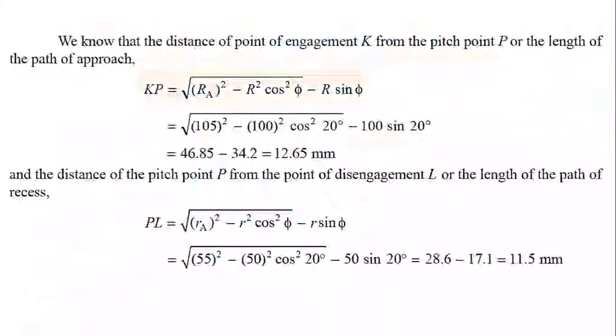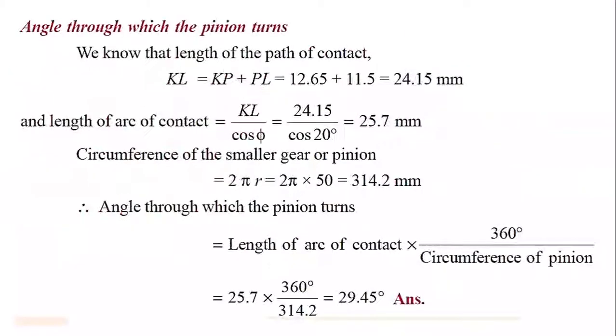What is the formula for the angle turned? Length of arc of contact into 360 degrees divided by the circumference of the pinion. For this we have to find the length of arc of contact. Length of arc of contact is equal to length of path of contact divided by cos phi. For this we have to find the KL value. KL equal to KP plus PL. Already we found KP and PL. KP equal to 12.65 plus PL 11.5 gives the value of KL.